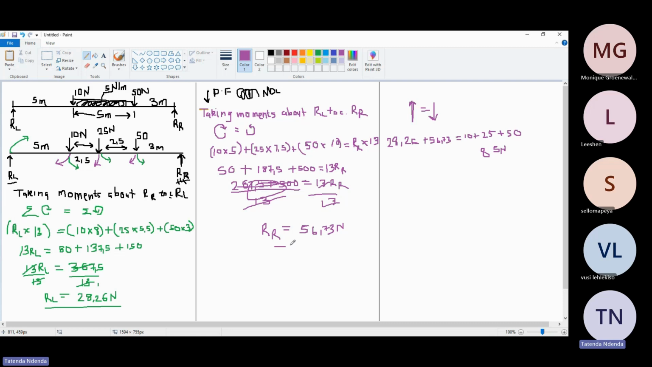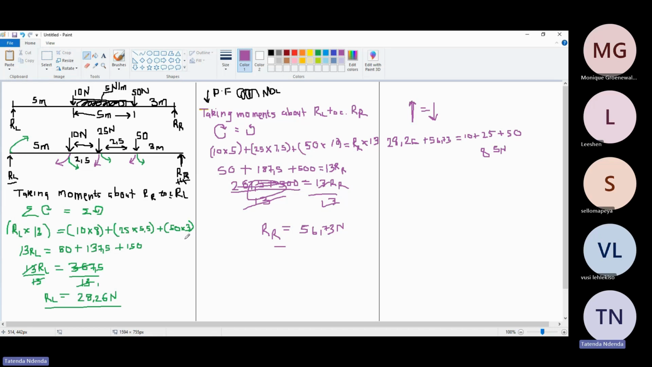Okay, let's start it together then. Let's start from taking moments about RR to get RL. So RL multiplied by 13, that's correct, is equivalent to 10 multiplied by 8 plus 25 times 5.5. That's where the problem is. Then 50 times 3. So that's going to be 10 multiplied by 8 plus 25 multiplied by 5.5 plus 150. Then we divide that by 13, 28.26.